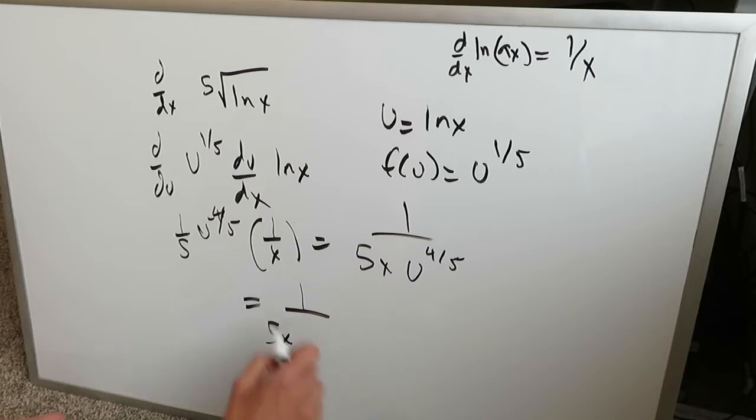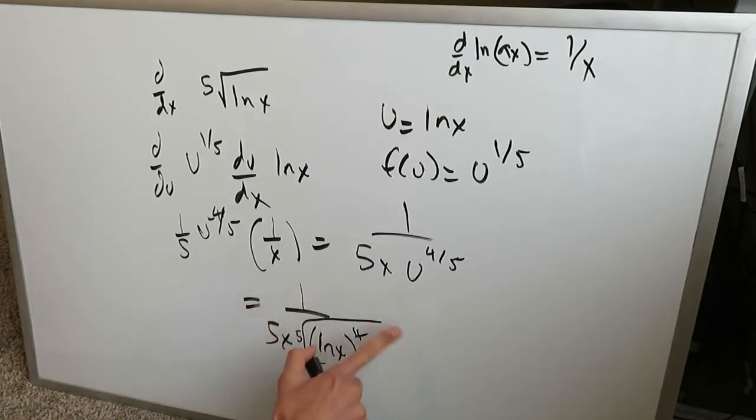And you'll resubstitute for u, which was ln x. See, ln x. But ln x is to the power of 4. And all of this is to the fifth root. Fifth root. And that right there will represent your final answer. It's 1 over all of this. This entire part is a denominator.